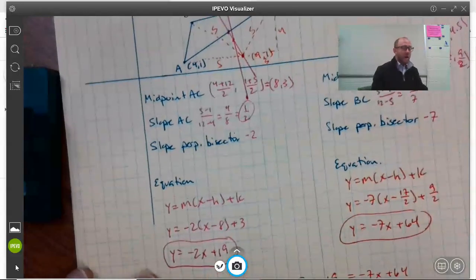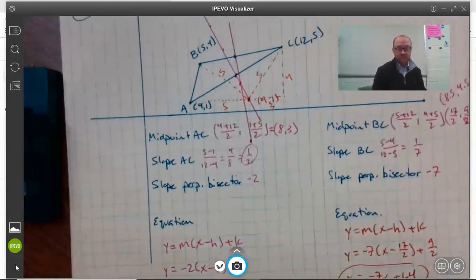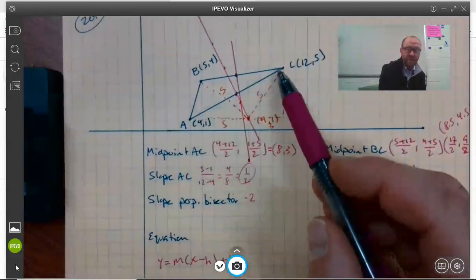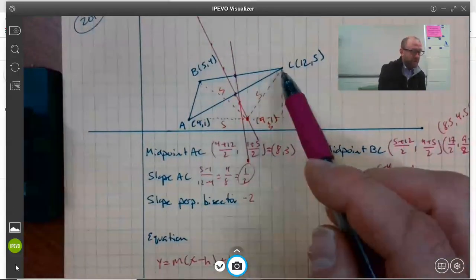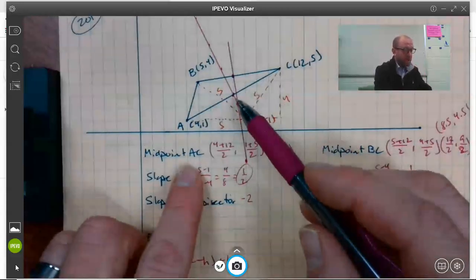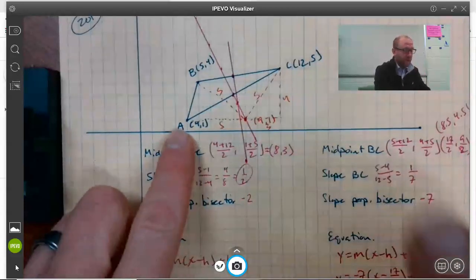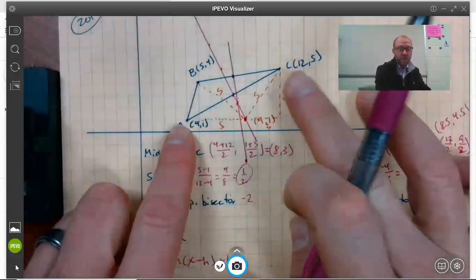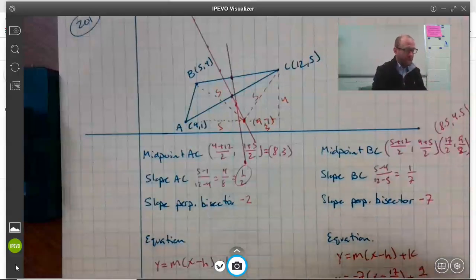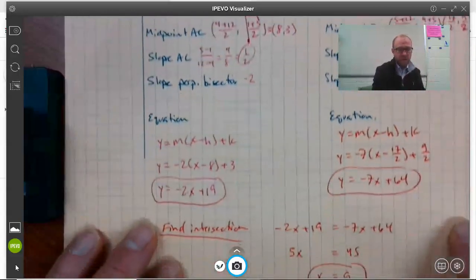So anyways, the process here, just to review, is we had to find the perpendicular bisector of AC and the perpendicular bisector of BC. And then we write those two equations. First, we have to find the midpoint of each, and then we have to find the slope of each. The slopes of the perpendicular bisectors are those negative reciprocals. So you flip the fraction upside down, change the sign.